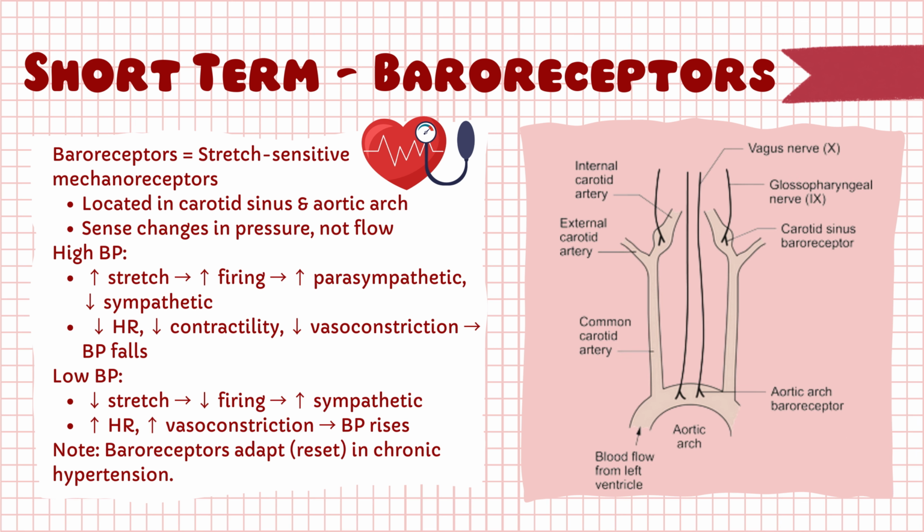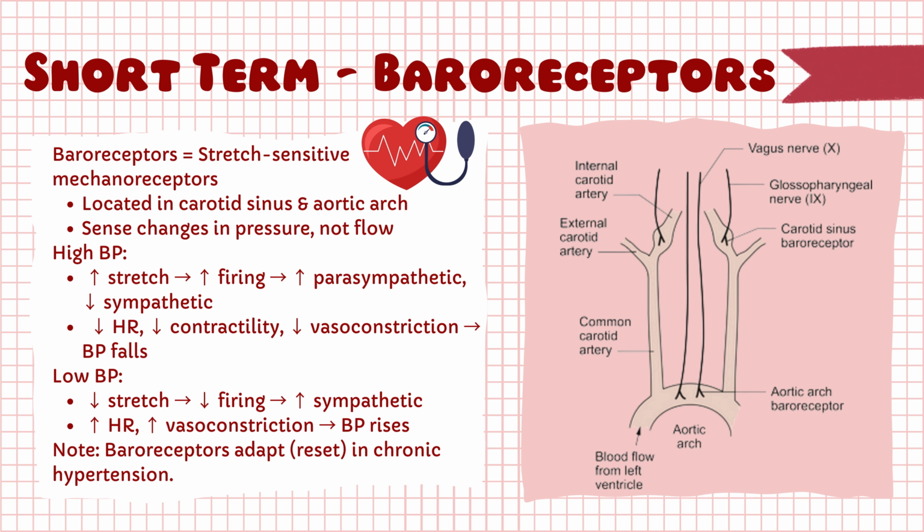Baroreceptors are stretch-sensitive nerve endings located in the carotid sinus and aortic arch. They respond rapidly to changes in blood pressure. Increased BP means more stretch, which causes increased baroreceptor firing. This activates the parasympathetic system and reduces sympathetic tone. This decreases heart rate, contractility, and vasoconstriction. Hence, BP decreases.